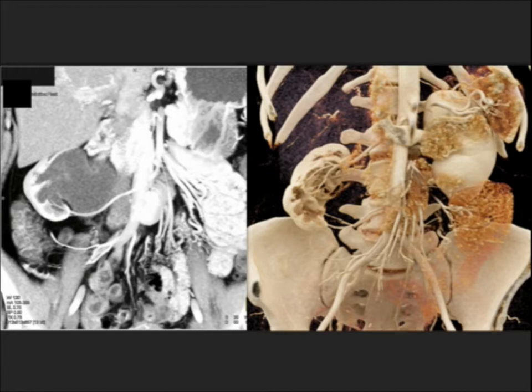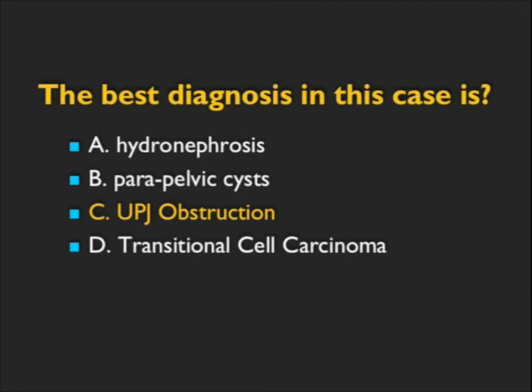You can have UPJ obstructions for a number of reasons, but one of the ones that's easily fixable is a crossing vessel. Once in a while it's the vein, but more commonly it's a renal artery, usually multiple renal arteries critically located, as in this one, beautifully shown with volume rendering and with cinematic rendering.